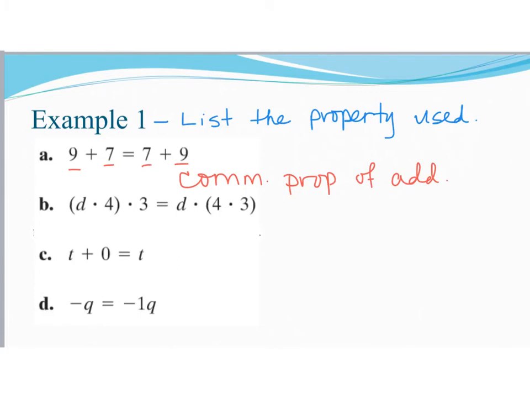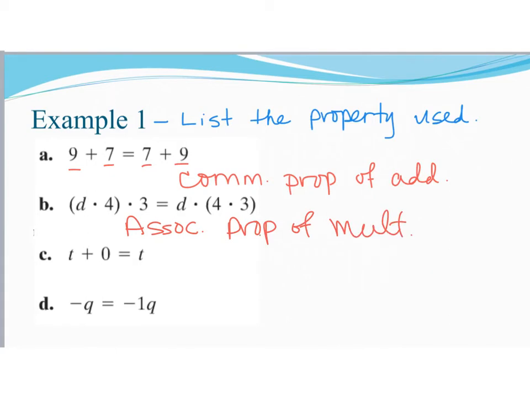Okay, now for part B, it says that I have d times 4 in parentheses, or the quantity of d times 4. Then I'm going to multiply that answer by 3, and that's equal to taking d and multiplying it by the quantity of 4 times 3. Because I'm multiplying and changing the grouping, we call this the associative property of multiplication.